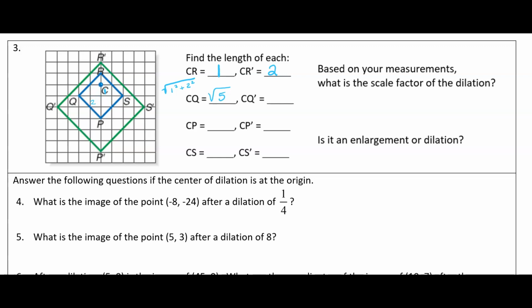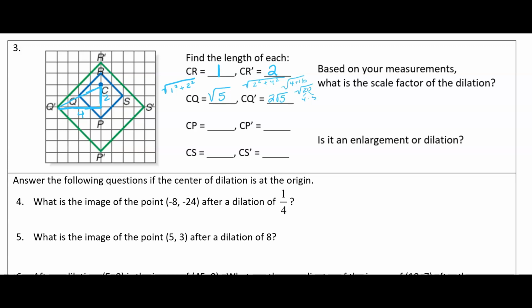Now, if I do CQ prime, I'm going to have to go from here to here. So that is 2 and then over 4. So this is 2 and 4. Again, I'm going to do a really quick Pythagorean theorem. So I get 2 squared plus 4 squared. So that is the square root of 4 plus 16, which is the square root of 20, which breaks down to 4 times 5, which is 2 square root 5.